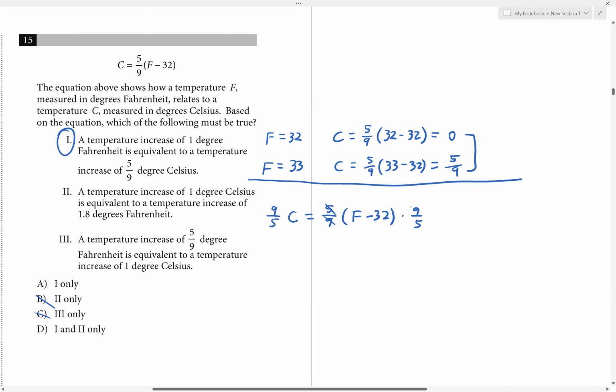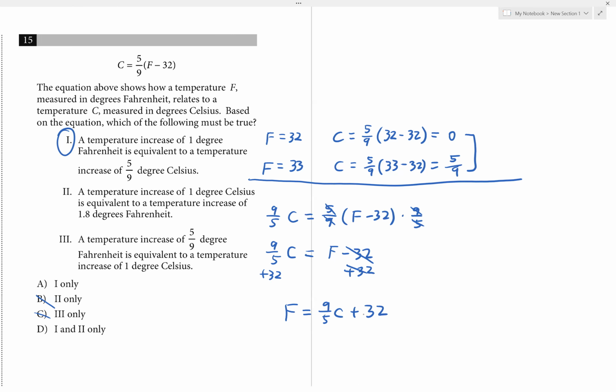The 5/9 and the 9/5 cancel. So we have 9/5 C equal to, on the right side, just F minus 32. And then to get F by itself, we can do plus 32 on both sides. That cancels out, so we get F by itself. So F is equal to 9/5 C plus 32. This is the equation when we rearrange it and get F by itself.